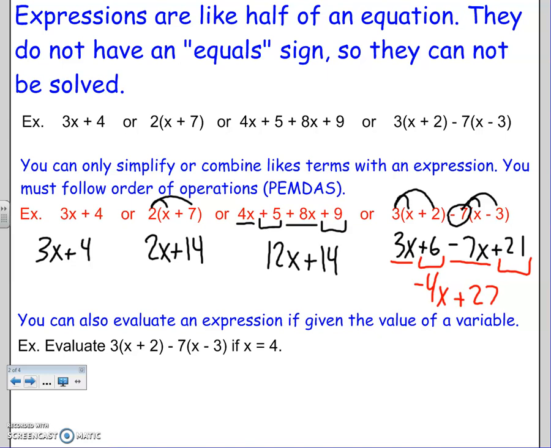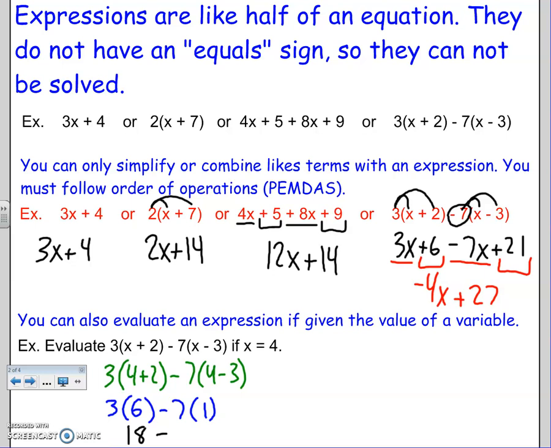All right, you can also evaluate an expression if given the value of a variable. For example, this is evaluate 3 parentheses x plus 2 minus 7 parentheses x minus 3 if x equals 4. So they're telling us the x to plug in. So I'm plugging it in right now. They're saying do 3 parentheses 4 plus 2 minus 7 parentheses 4 minus 3. PEMDAS, so parentheses first inside. 4 plus 2 is 6. Minus 7, 4 minus 3 is 1. Then exponents, none, multiply, divide. 3 times 6 is 18. Negative 7 times 1 is negative 7. I combine together, that gives me 11.